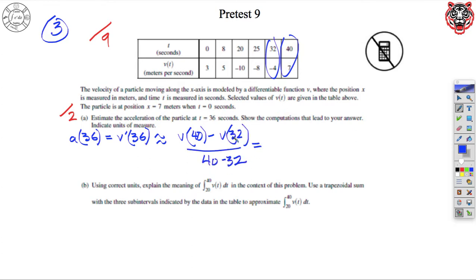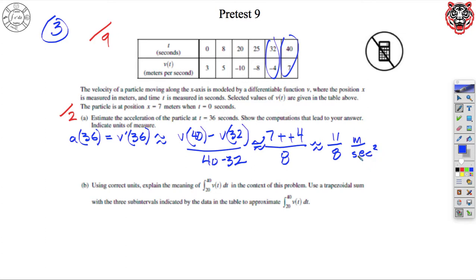All right. V of 40, that's 7, minus V of 32, that's negative 4. There's a double negative here. All divided by 8. 7 minus minus 4, negatives kiss, make it positive, and that's going to be approximately equal to 11 over 8. Just leave it as a fraction, 11 over 8 meters per second squared.